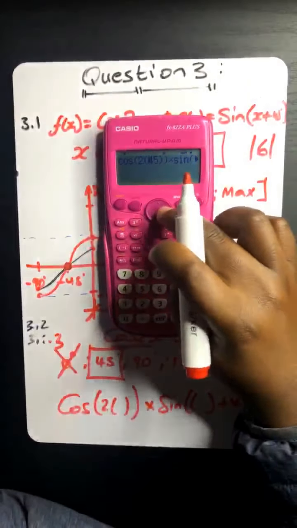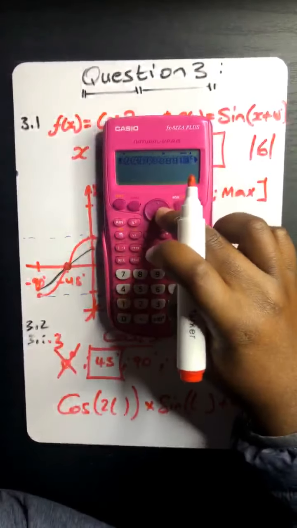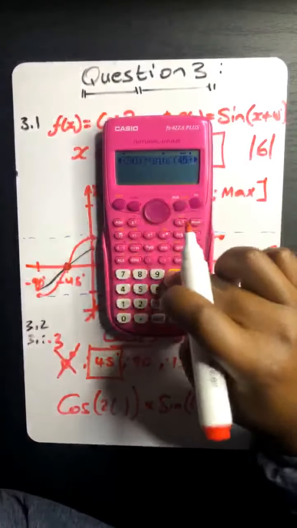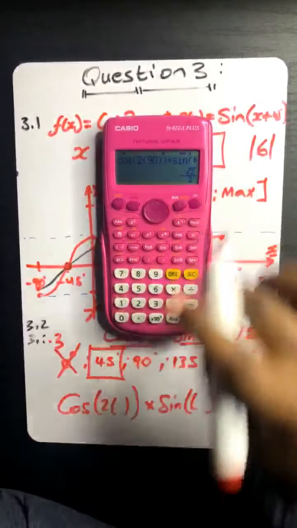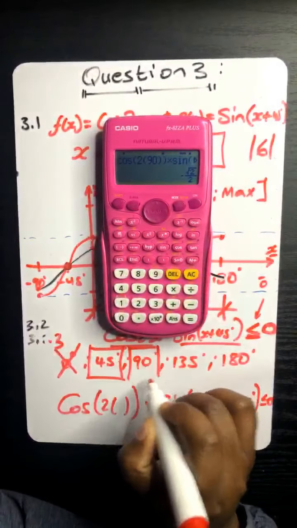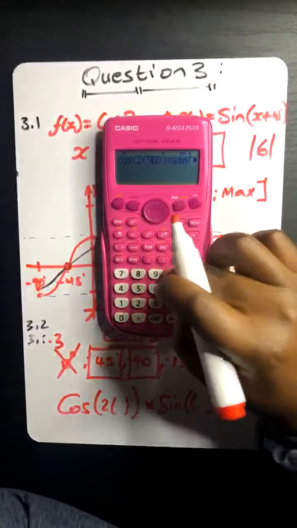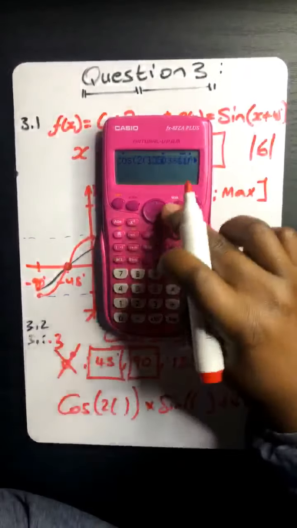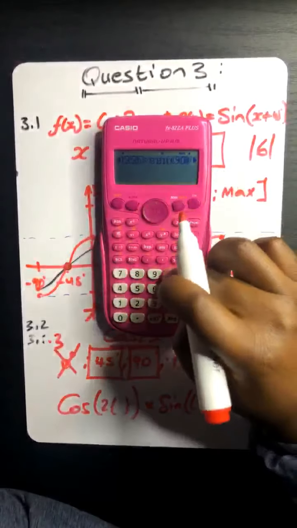Let's go to 90 now. Let's also edit there and have 90. Can you see with 90 I'm getting a negative value? So this is a possible answer. I'm going to edit again. Let's see, 135.